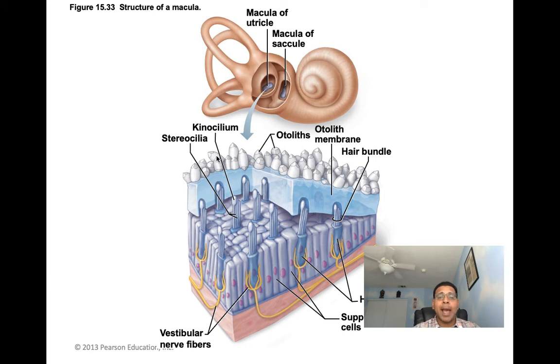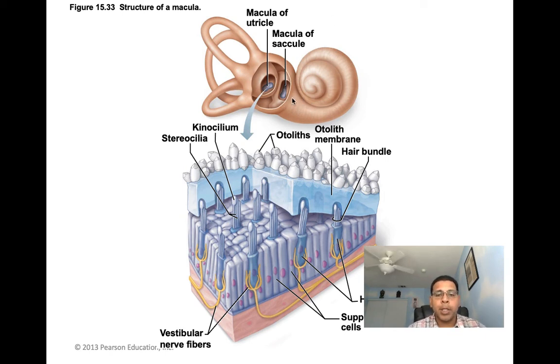Now let's talk about activating the maculae receptors. We'll see when your head starts or stops moving, inertia causes this otolithic membrane to slide forward and backwards, bending those hair bundles, bending those hair cells, which causes neurotransmitter then to be released. Now, more specifically, when the hairs bend towards the kinocilium, the hair cells depolarize and we have an increase in neurotransmitter release. When the hairs bend away from the kinocilium, the receptors hyperpolarize and release of neurotransmitter is going to decrease.